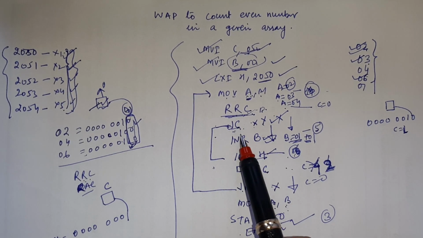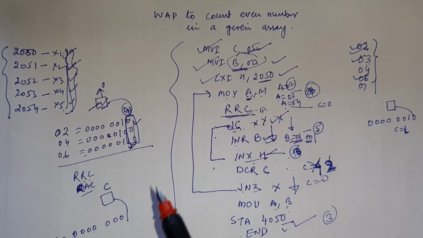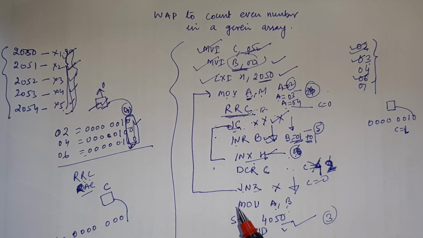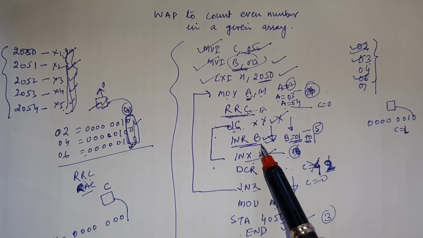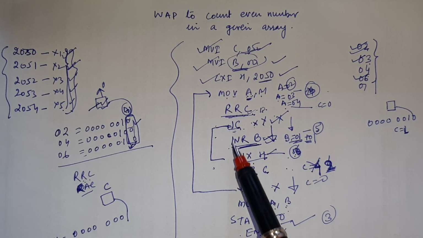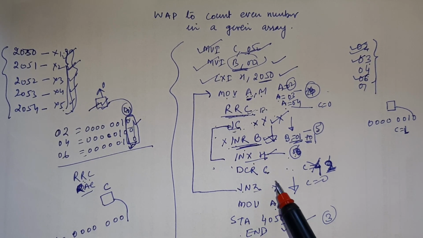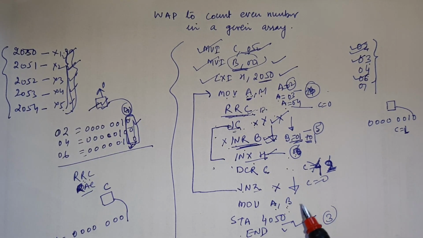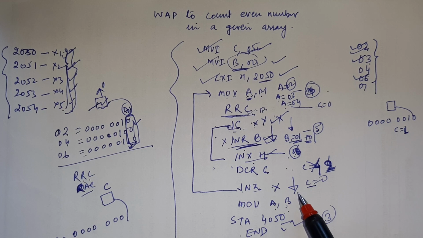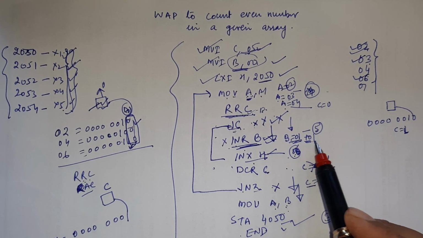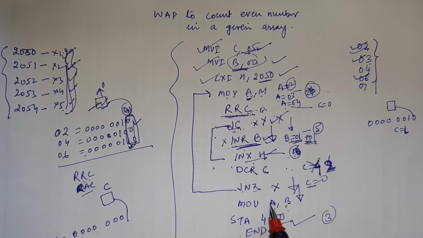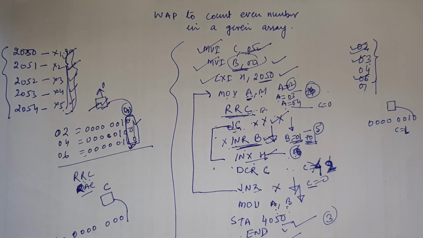In this case we have to count even numbers. That's why we have to check each and every number, and if we get any even number, then we have to increment B, otherwise just ignore that line. After repeating the whole process, this loop will run 5 times because we have taken 5 data. When C becomes 0, the loop will come out, and whatever number is stored in B, you have to move into A, and then you can store it at any location you want. So this is a very simple program to count even numbers in a given array of 8-bit data.